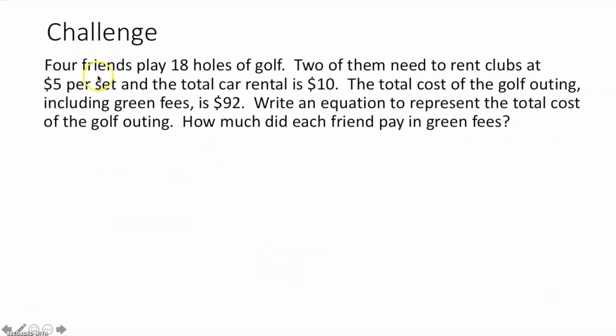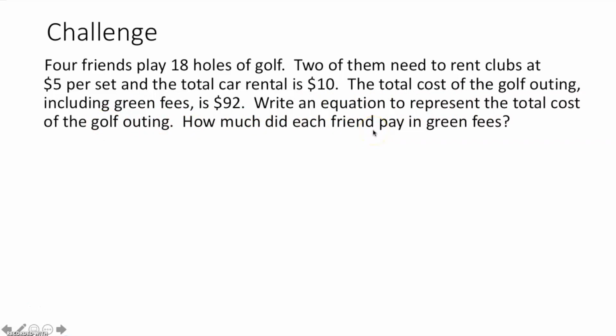Okay, the challenge problem says 4 friends play 18 holes of golf. 2 of them need to rent clubs at $5 per set, and the total car rental is $10. The total cost of the golf outing, including green fees, is $92. Write an equation to represent the total cost of the golf outing. How much did each friend pay in green fees?